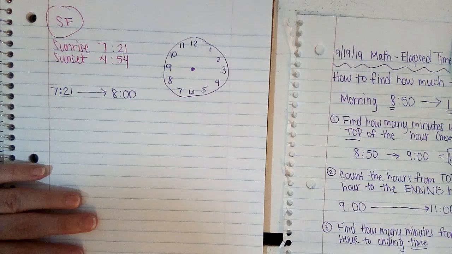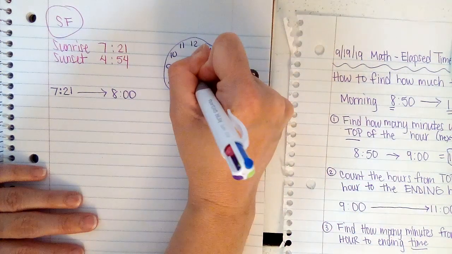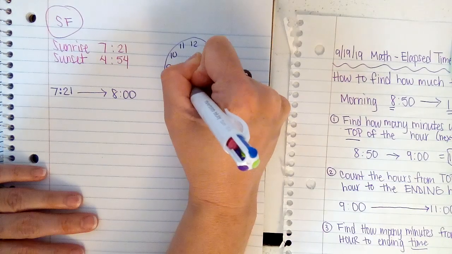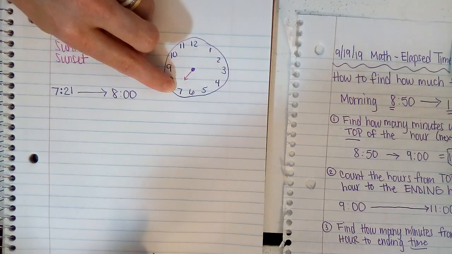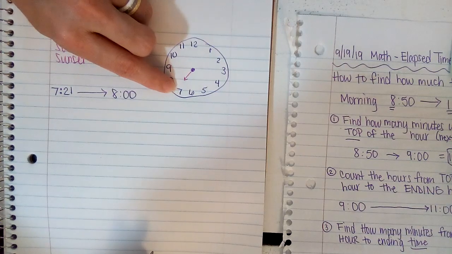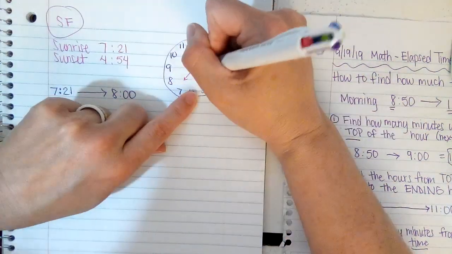If it is 7:21, quick review, the hour hand is short. It's pointing between the 7 and the 8, so it's still 7 o'clock, not quite 8. And the minute hand is long.